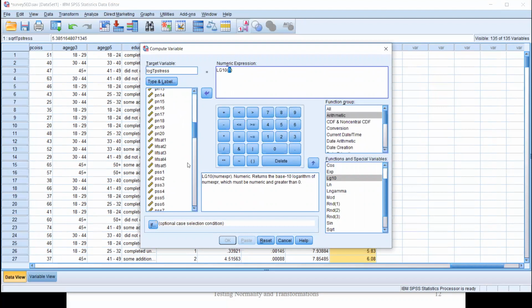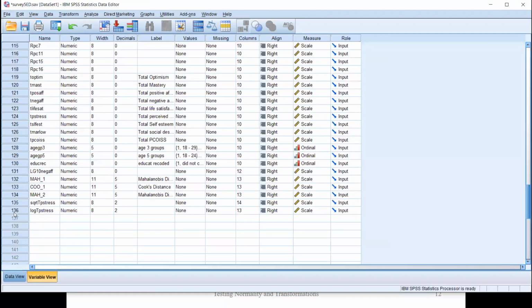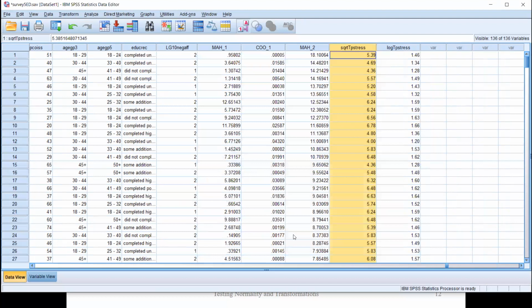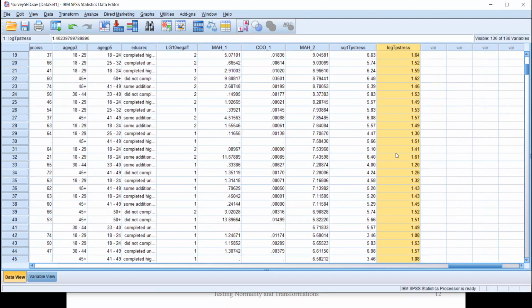Now we have to pick the variable for which we have to calculate the logarithm. This is perceived stress. Click the right arrow. You will have the logarithm. Another column will be created, and the name of this column will be lg tpstress. So two new variables are created: one is the square root of tpstress, the other is the log of tpstress. Now you can see the data of the new column, 1 point something, 1 point something, and so on. These are the values of the logarithm.